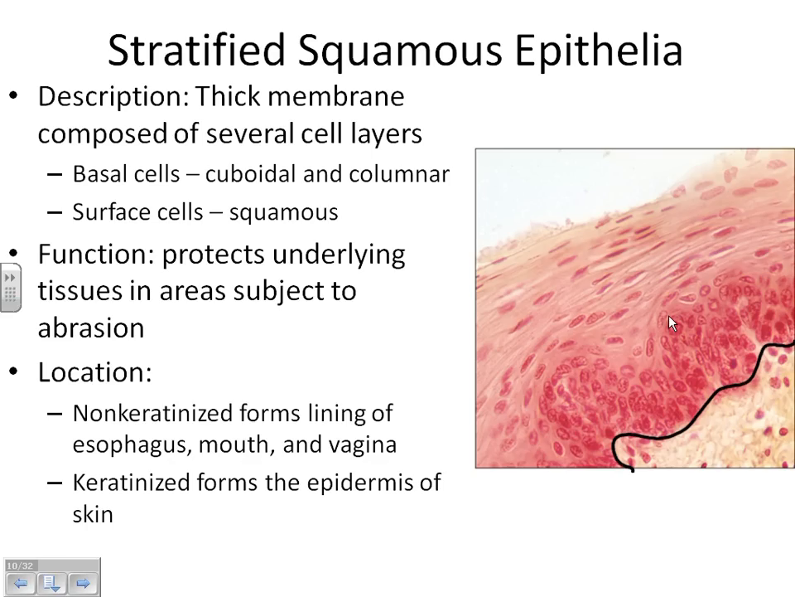cell. Okay? Now, what do we think the function of this really thick, highly regenerative tissue is going to be? Why do I keep it on my skin, the outside of my skin? To protect what's underneath. That is the function of stratified squamous epithelium. That's why we put it in the places that we put it. Most common place that you have stratified squamous epithelium is the outside of your skin.